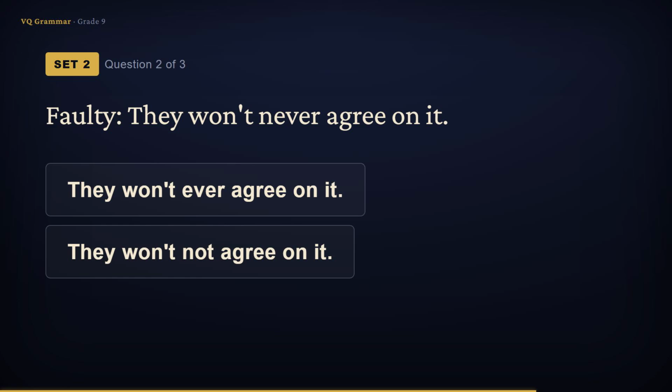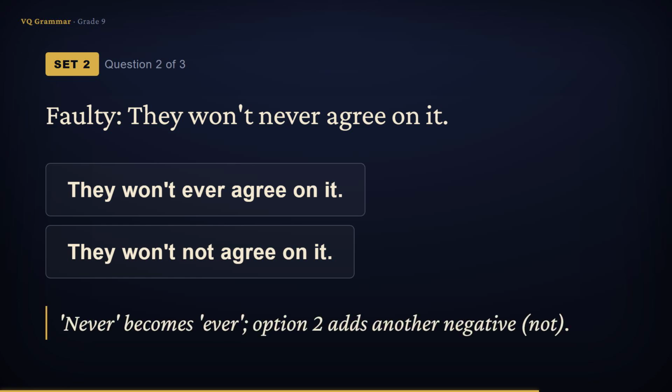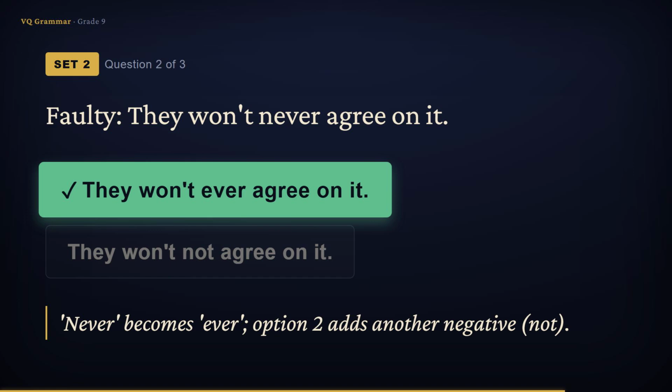They won't never agree on it. The two negatives are won't and never. The second option changes never to not, but that just swaps one negative for another, so we're still stuck with two. The first option turns never into ever, leaving won't as the single negative. The answer is the first option.